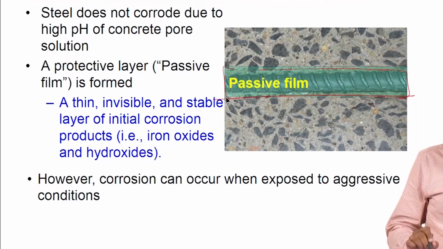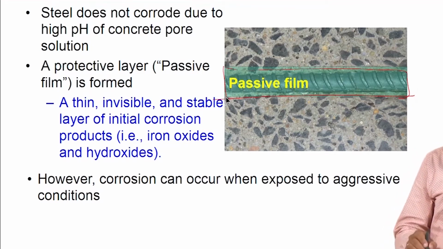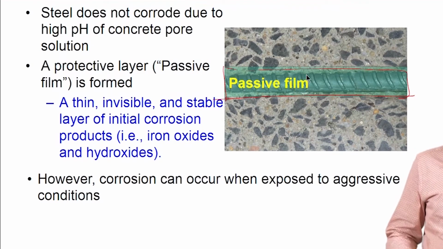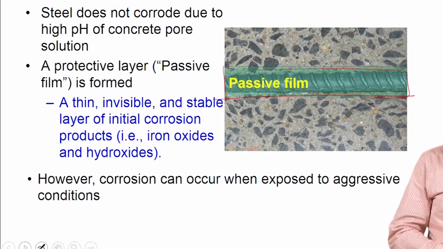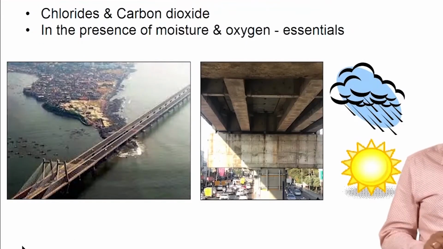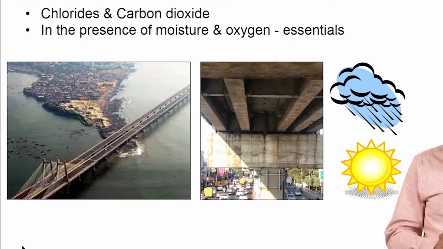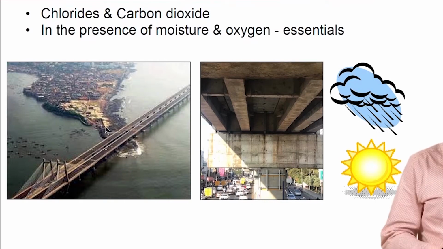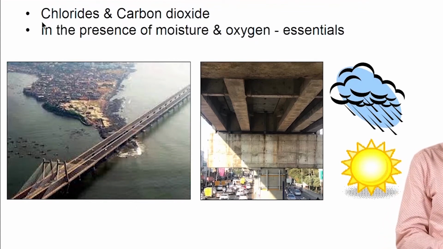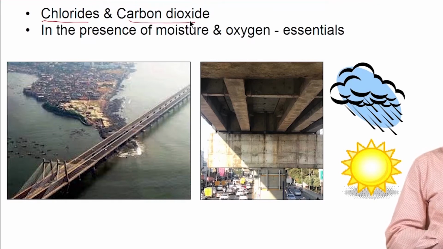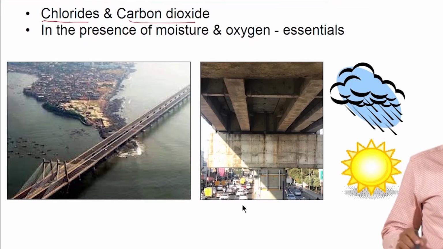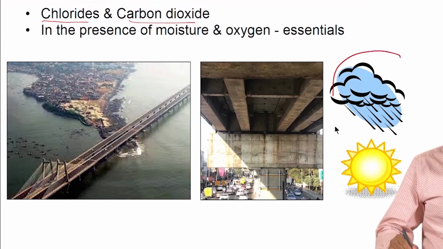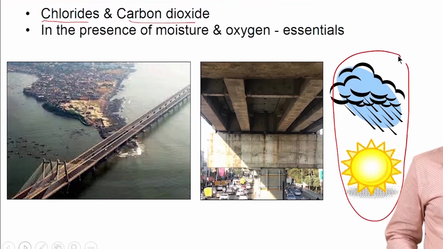Now, if steel has to corrode, something has to break this passive film, and then steel will start corroding. So, what leads to the breaking of this passive film? Chlorides, carbon dioxide. You can see here a bridge passing through an ocean or marine environment. Chlorides can create a problem for the passive film and break it. Carbon dioxide can also lead to breaking of the passive film, and of course, moisture and oxygen are the essentials. So, these two are the essential things for corrosion to happen.